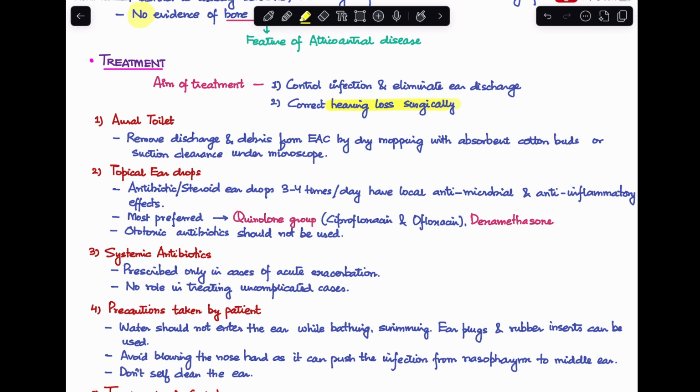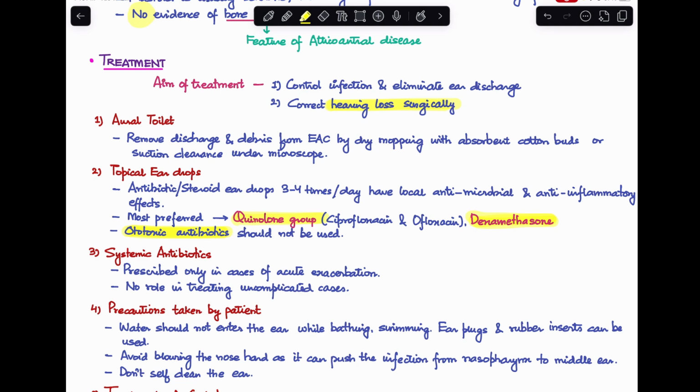Second, you prescribe topical antibiotic ear drops. It can be a combination of antibiotic and steroids as well. Usually it is given 3 to 4 times a day, and this has local antimicrobial and anti-inflammatory effects. The most preferred group of antibiotics here is the quinolones group. Amongst them, we usually use the ciprofloxacin or the ofloxacin drops, and among steroids, we usually give a dexamethasone drop if required. It is very important to remember that we will not give any ototoxic antibiotics over here. The ototoxic antibiotics are the aminoglycosides, so we will definitely be avoiding them.